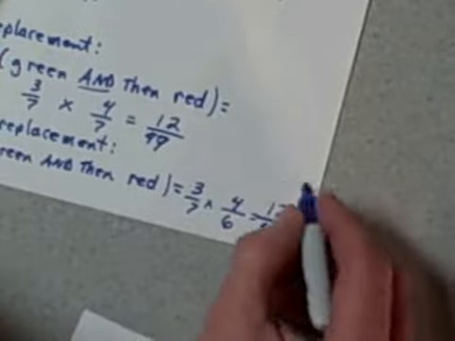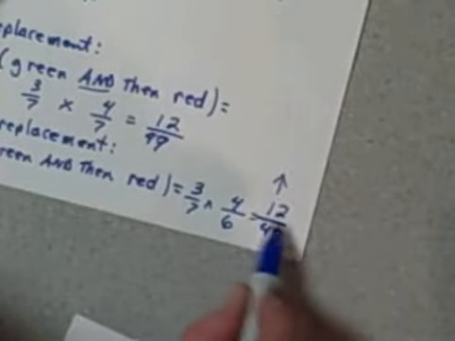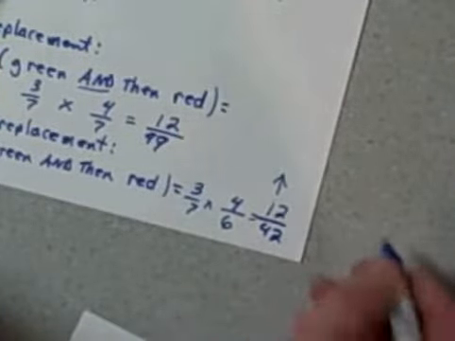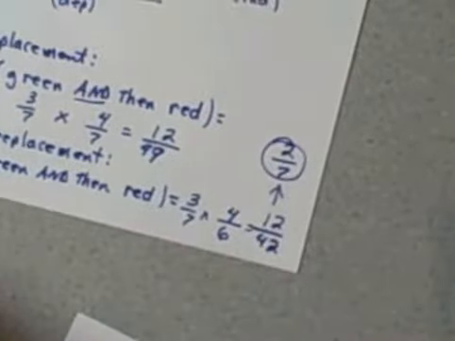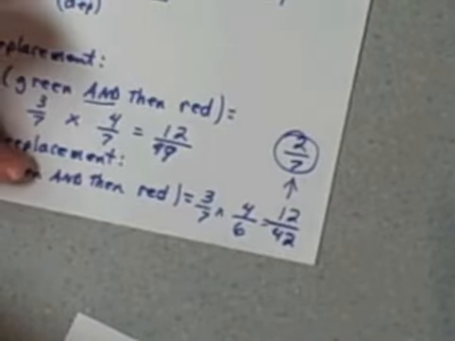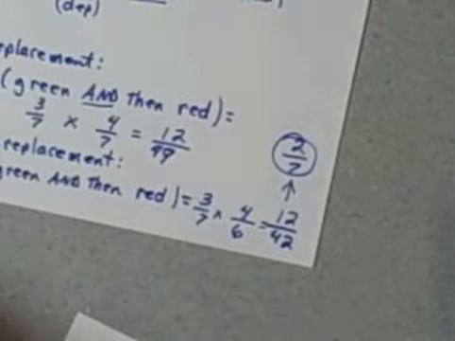I'm out of room on the paper. Let me put it up above here. So 12 42nds both reduced by 6 gives me 2 sevenths. I would expect 2 out of every 7 times that I would get a green one followed by a red one with no replacement.